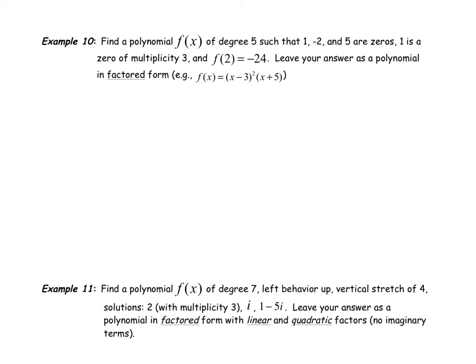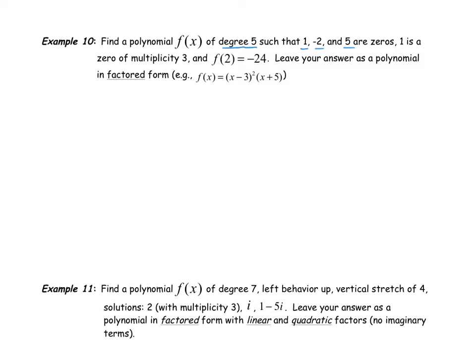This is the solution to example 10 from notes 3.4. And we're asked to write the equation for a polynomial function with the given characteristics. We know it has a degree of 5. We know that we have real zeros at 1, -2, and 5. And then we're also given some information about the multiplicity.